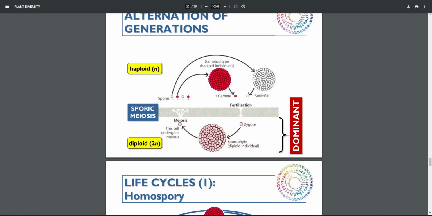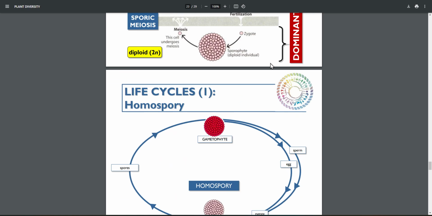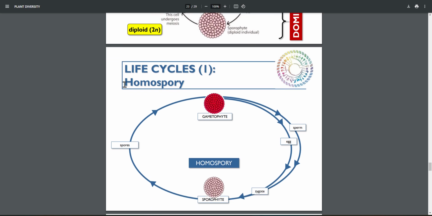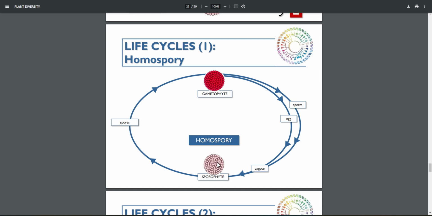Again, the cycle showing that the sporophyte is dominant. Remember, sporophyte is diploid. All right, homospory. So homospory means just same spore. So that means the sporophyte would produce spores, only one kind of spore, and that spore would grow into one type of gametophyte, which is usually bisexual. So this gametophyte is able to produce both the egg and the sperm, and they could either do self-fertilization or cross-fertilization to produce the zygote and grow into the sporophyte.